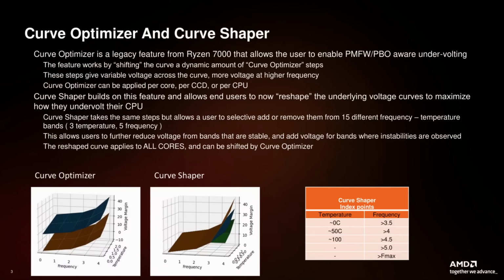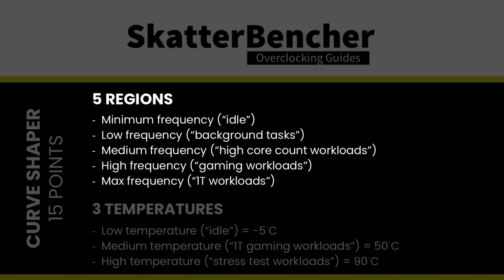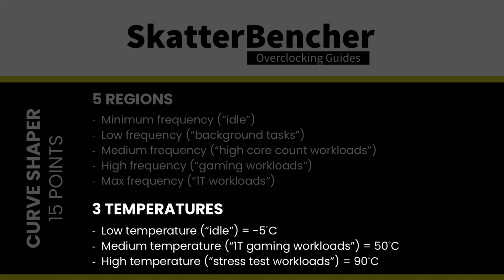But the devil is in the details because AMD's Precision Boost 2 technology doesn't really work with VF points. So instead of getting a list of specific tunable VF points, we get 5 frequency regions and 3 temperatures. The regions have a bit of a vague terminology and are not clearly defined. I will get back to that in a minute. The temperature points are more straightforward as they're defined as -5, 50 and 90 degrees Celsius.